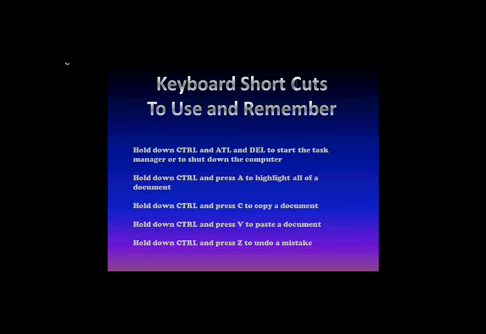There are a great many keyboard shortcuts you can use to help you out whilst you're learning computers. The first one I would suggest is Control-Alt-Delete. This starts your task manager and will also get you to a menu so that you can shut down your computer if you are having trouble with open programs. If you are within the text document, you can hold down Control and press A to highlight all of the document. You can hold down Control and press C to copy all of the document. Hold down Control and press V to paste it, and hold down Control and press Z to undo any mistakes you've made.